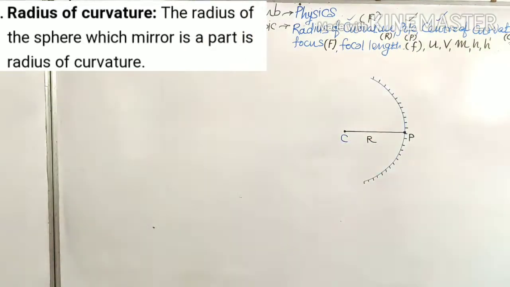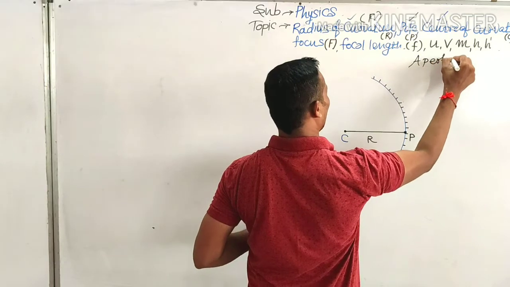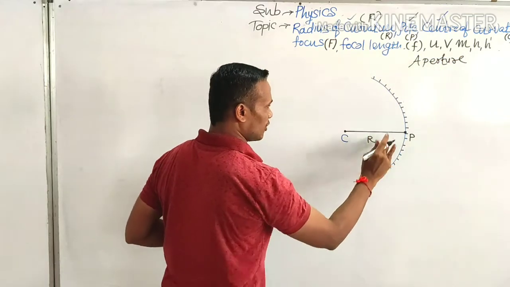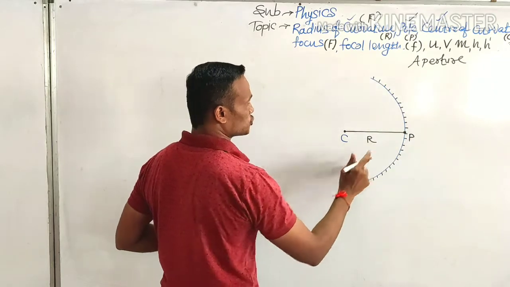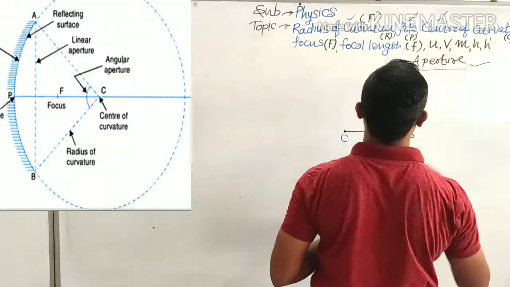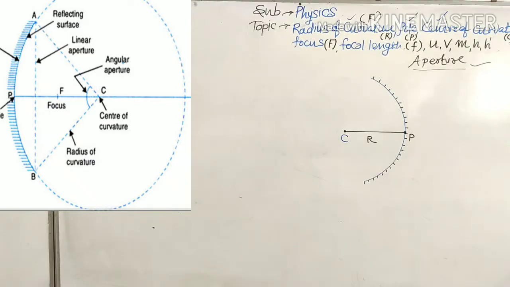Now, to understand one more very important term, which we have not written yet, that is aperture. Aperture is nothing but the portion of the mirror exposed to the light. So from here to here, whatever portion it is, we will call it aperture. Now the next very important point is focus.